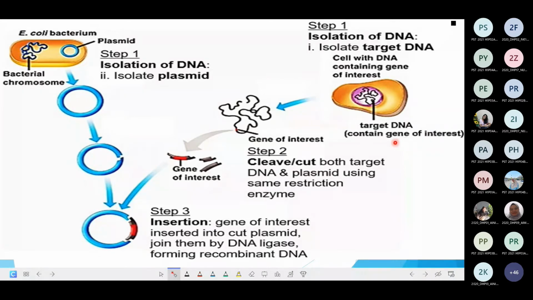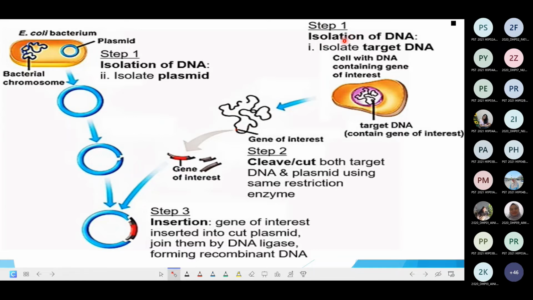So this is something that you have done in your experiment number 6, and also your practical test. Remember what you did for your practical test? You isolated the DNA from a fruit cell. This is the same technique actually, in which we isolate, we remove the DNA from the cell, and this will be the target DNA that has been isolated. In this long target DNA there will be our gene of interest. That is step number 1, isolation.